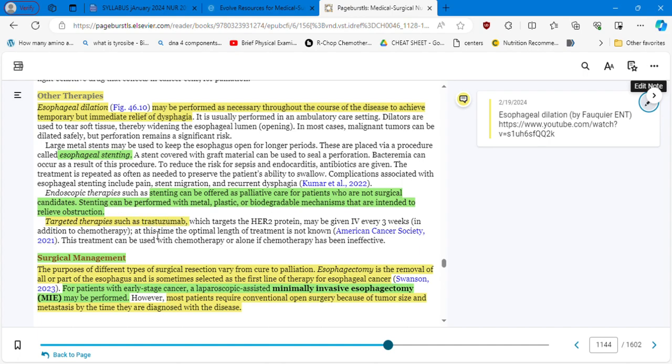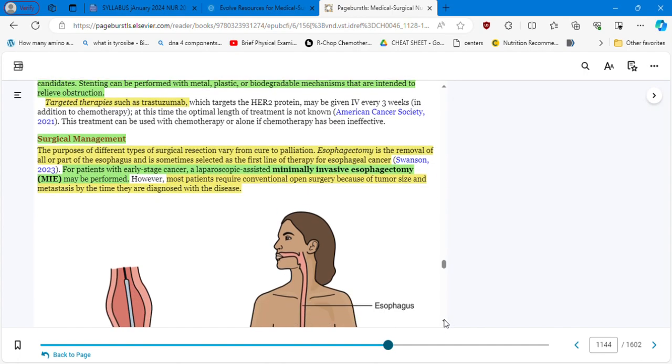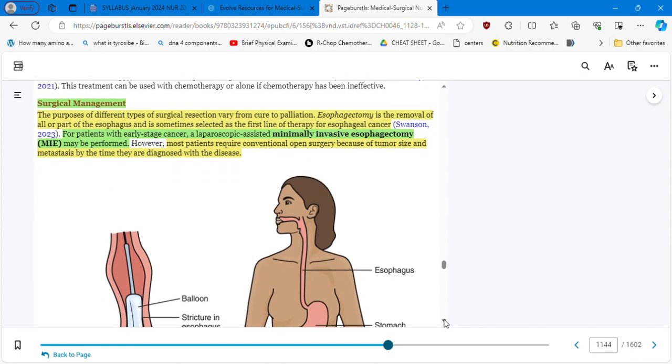Targeted therapies such as trastuzumab may be given IV every 3 weeks in addition to chemotherapy. That's another medication, and we will need to double check the side effects. Surgical management. The purpose of different types of cervical resection may vary from cure to palliation.